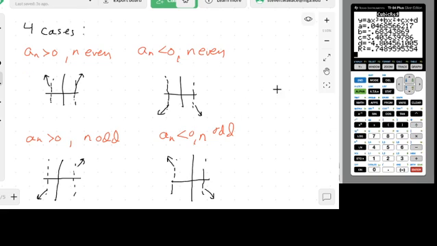Okay. So, let me just show you. Actually, before we get there, let me show you on the calculator what you might see. So here I've got a cubic function, right? And the leading coefficient is 1, so that's positive, and the degree is odd, so it's disco for righties. Falls to the left and rises to the right.